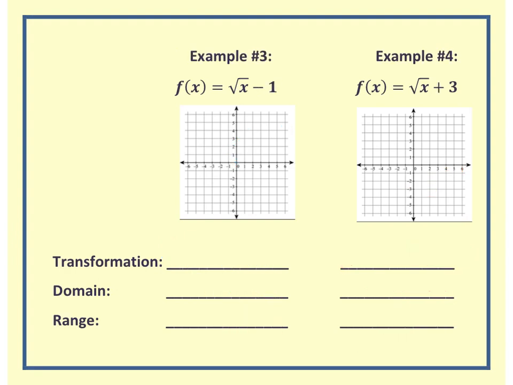Now try number 3 on your own. Now let's discuss it. That -1 caused the graph to go down 1. My domain did not change. My domain is still 0 to infinity. But my range now, my range did start at -1, and it's going up forever. Okay? Try the next one on your own.